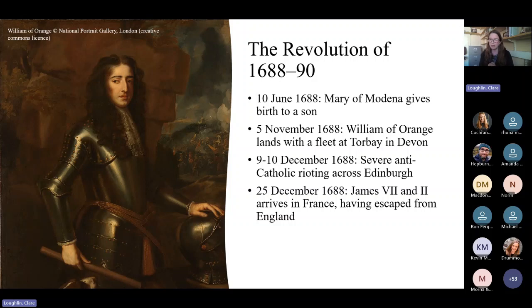That's quite an ambiguous invitation, and William responds to it and interprets it by gathering an invasion force, landing in Devon on the 5th of November 1688.